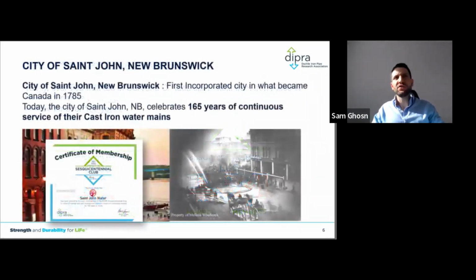The latest addition to our Sesquicentennial Club in Canada was the City of St. John in 2022. The City of St. John joined the Sesquicentennial Club with iron pipes in service today for 165 years, still pushing water in downtown St. John and providing that amazing return on investment.